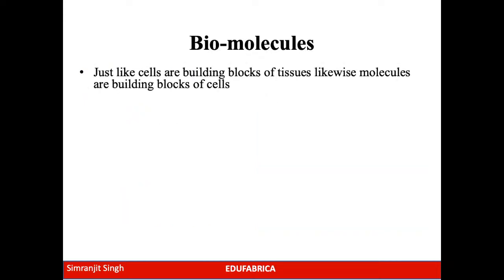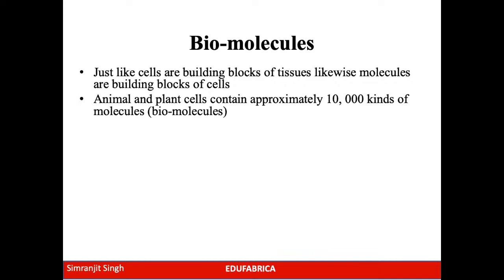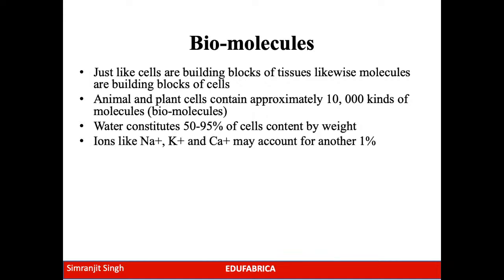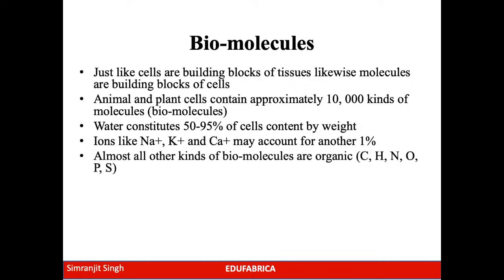In the same way, just like cells are the building blocks of tissues, molecules are the building blocks of the cells. Animal and plant cells contain approximately 10,000 kinds of molecules, and water constitutes around 50 to 95% of the cell's content by weight. Ions like sodium, potassium and calcium may account for another 1%. Almost all other kinds of biomolecules are organic.